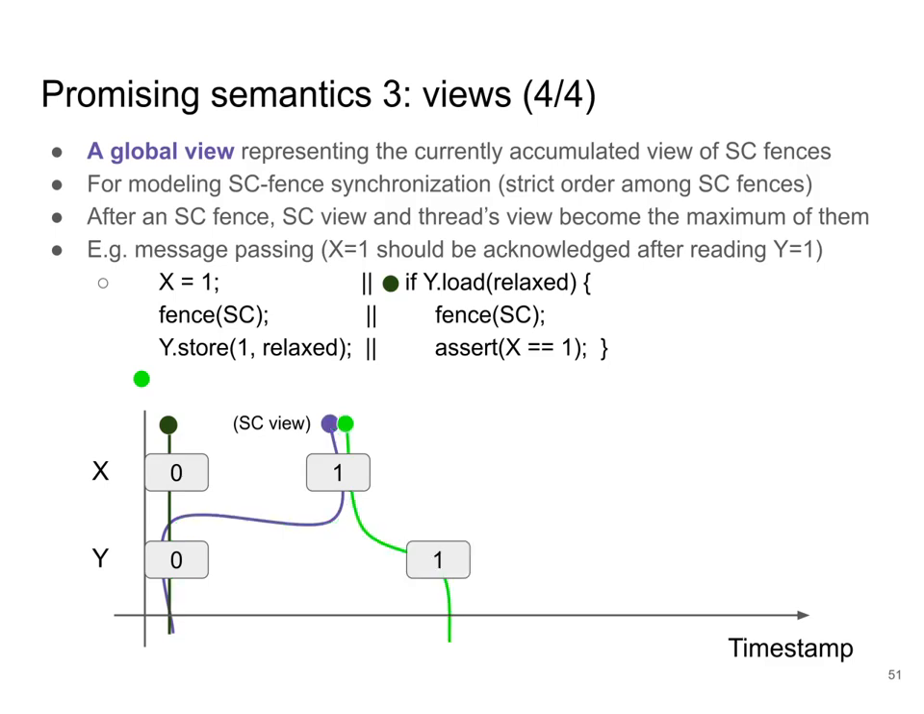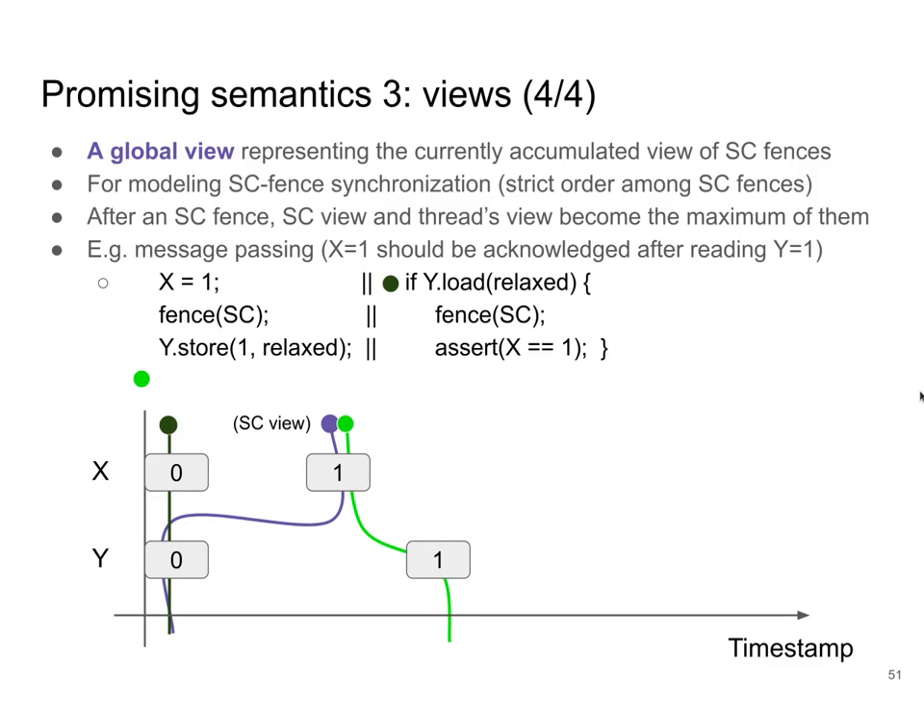And then y equals 1 is executed. That means the per thread view of this thread is updated to point to y equals 1. So the crucial step here is the SC view. This SC view represents the per thread view of the left thread at the time that this fence is executed. At that time, only x equals 1 is executed, and as a result, this view is pointing to x equals 1.